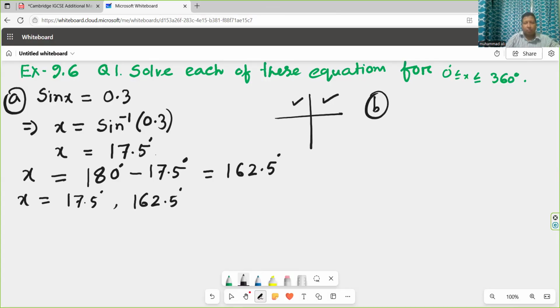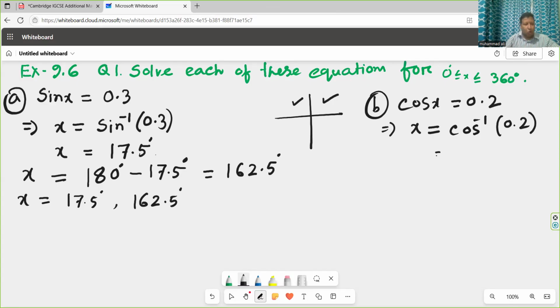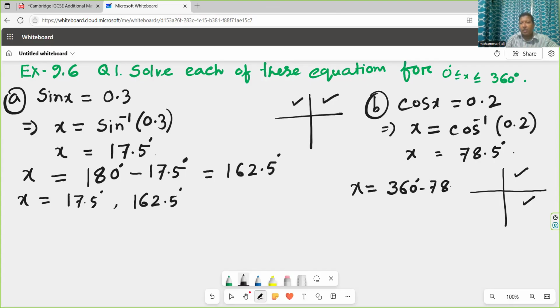Number B, cos x equals 0.2. So x equals cos inverse 0.2. So it will be 78.5 degrees. Like the previous one, we have to check the quadrant. Cos is positive in the first quadrant and fourth quadrant. This result is in the first quadrant. So if we want to get the result in the fourth quadrant where cos is positive, we have to subtract this acute angle from 360 degrees.